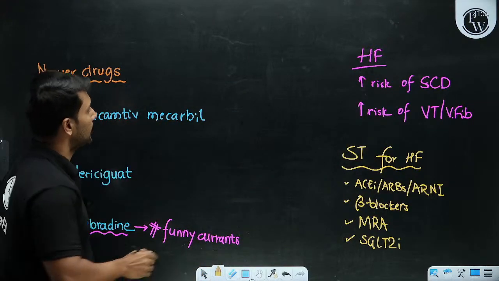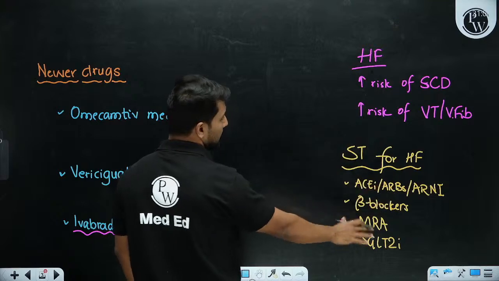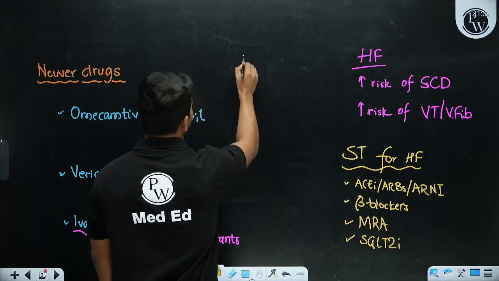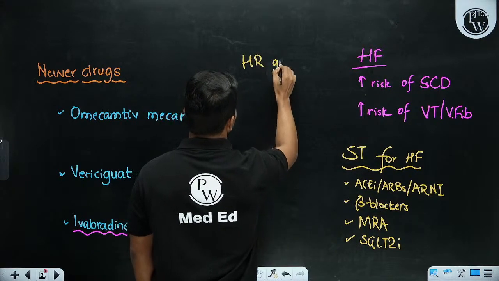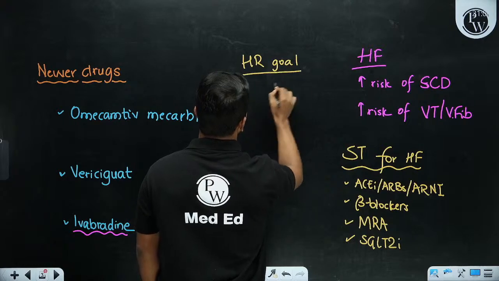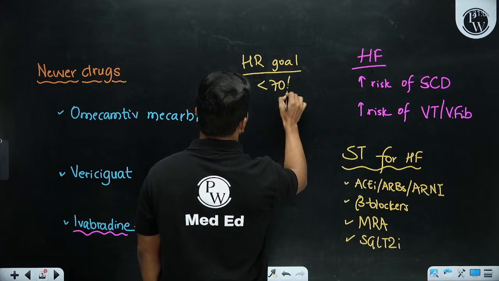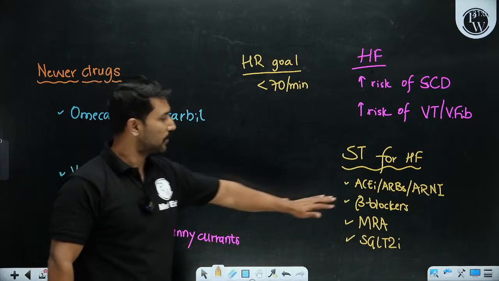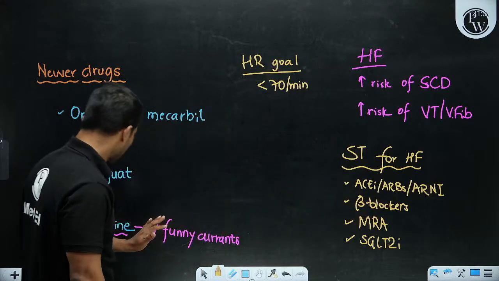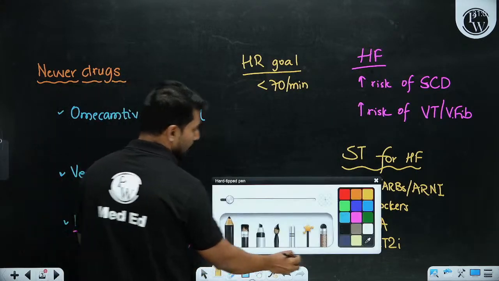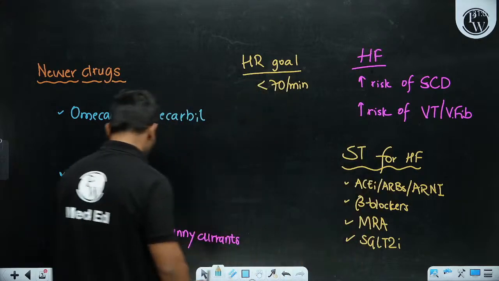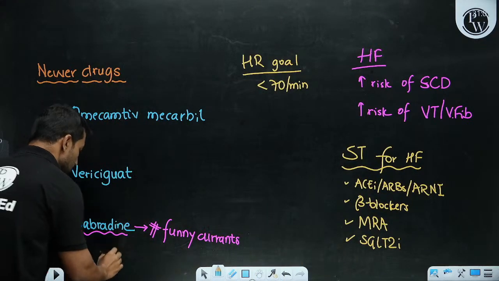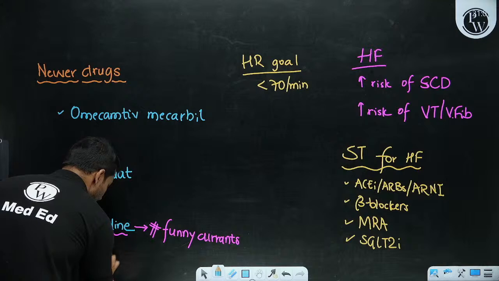So normally हम क्या करेंगे, heart failure में standard treatment के साथ एक goal है, right? Heart rate goal in patients with heart failure. Heart rate goal क्या है? It should be less than 70 per minute. If I'm not able to achieve 70 per minute with beta blocker alone, I can add Ivabradine. Ivabradine reduces the heart rate, right? Funny sodium or funny current channels. By inhibiting that, it can decrease the heart rate.